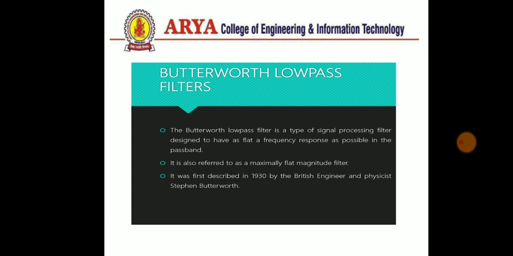It was first described in 1930 by the British engineer and physicist Stephen Butterworth. That's why its name is Butterworth low pass filter.